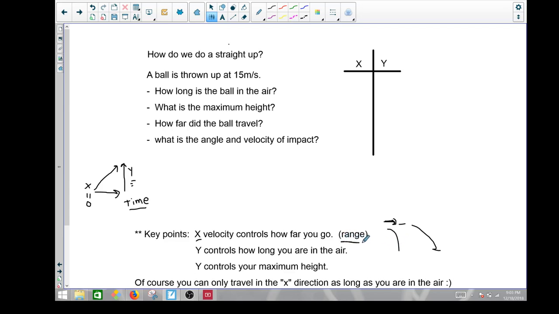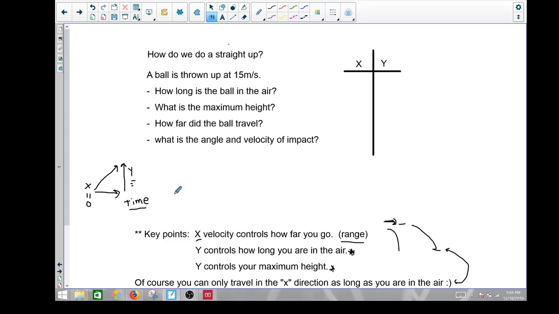That's often called range. The y controls how long you're in the air. This is a very key point, and often is the very first thing that I want to find anytime I'm doing a projectile motion problem. How long will I be in the air? Obviously, the longer you're in the air, as you see written right here, the longer you can travel horizontally. So if you're in there longer, you'll have more time to travel horizontally if you're traveling horizontally. And finally, the y component also is going to give us our maximum height.